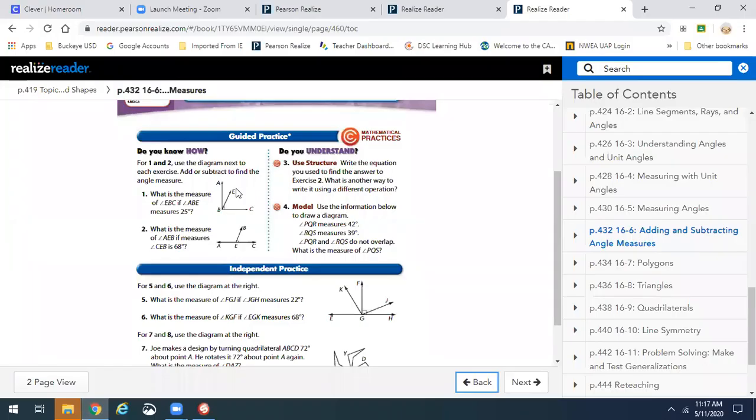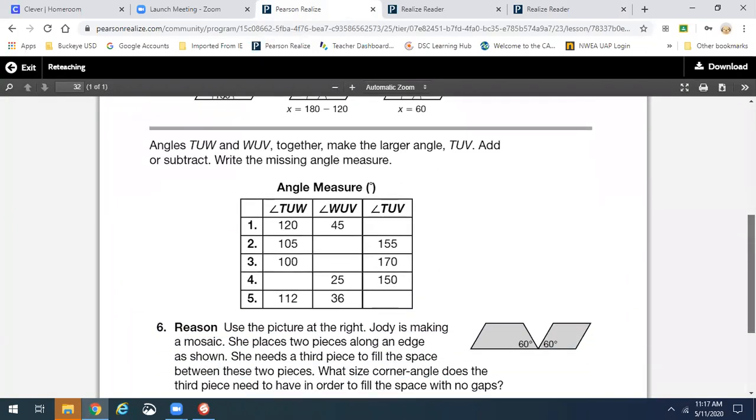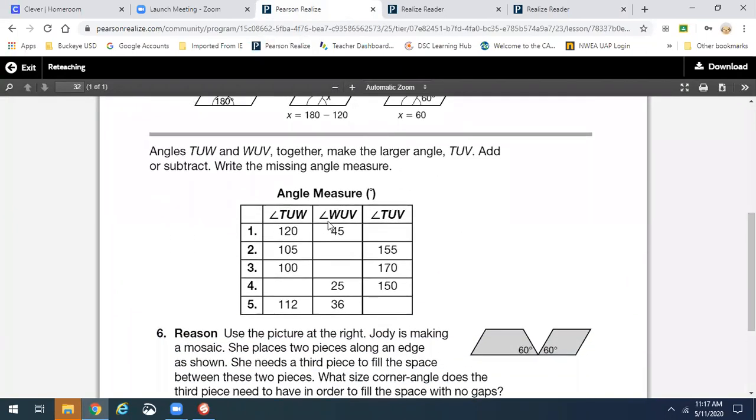Let me go back up into your practice page because I wanted to show you something. So this is the reteach page, and it doesn't have very good directions right here. So this last column is the total of this plus this. So you're trying to figure out the missing pieces. Like for number 1, to figure out this missing piece, you would add up 120 plus 45, and that would give you this angle degree right here.